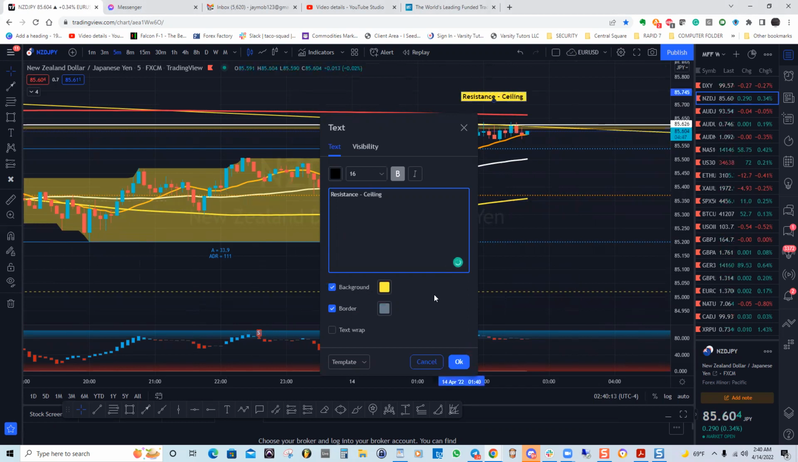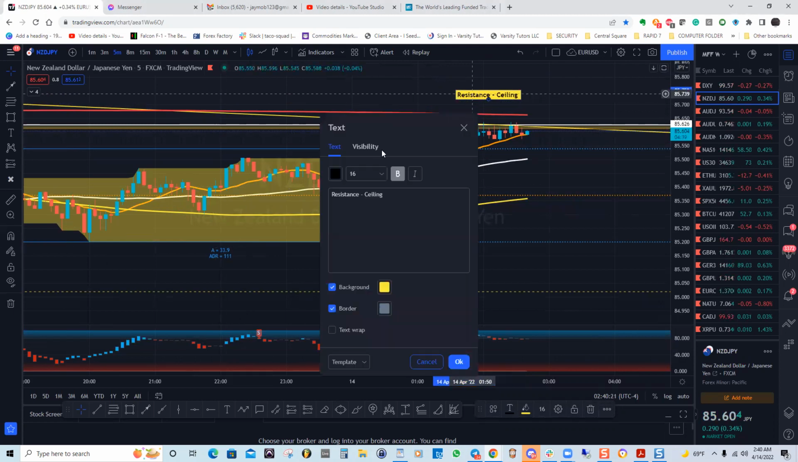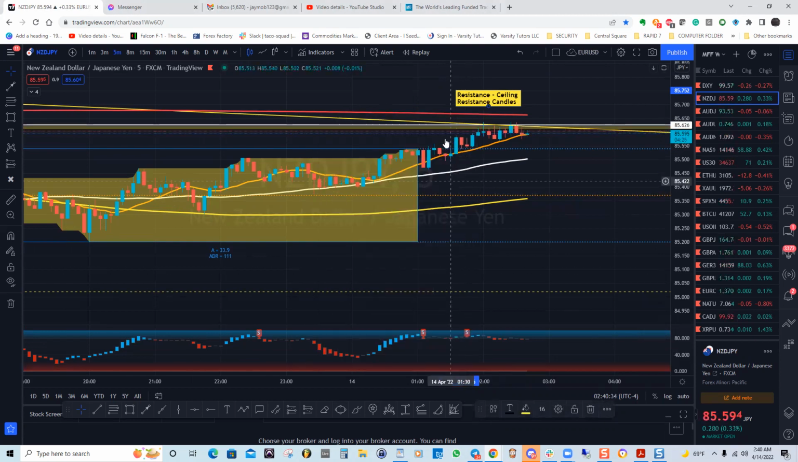So price has not gone beyond this level here. So then I got what I call resistance candles. Yes, resistance candles. Resistance candles, meaning that they're hitting, they can't break this zone here. So I'm going to see how many resistance candles I have here.